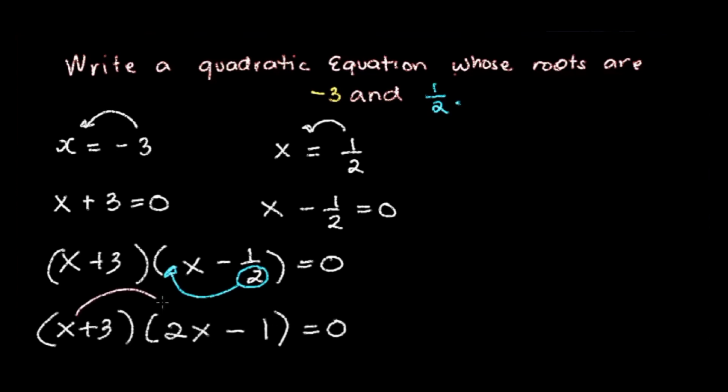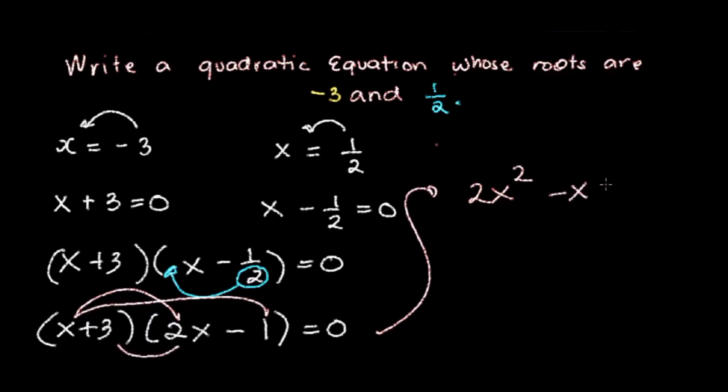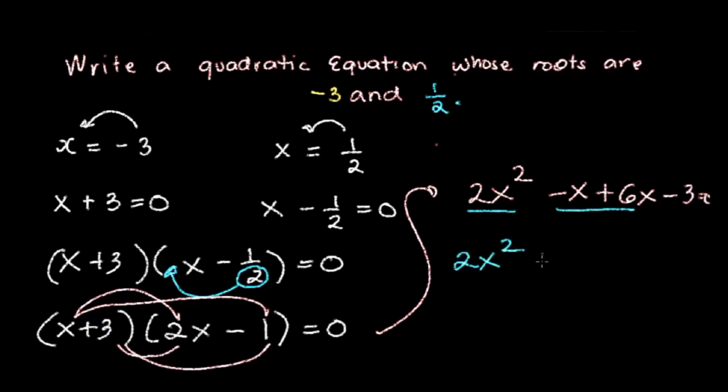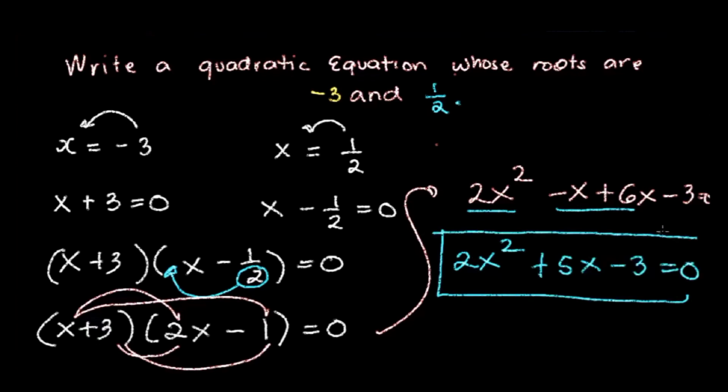And then, we will use the FOIL method. So, we have x times 2x, that is 2x squared, okay, outer, x times negative 1, we have negative x, 3 times 2x, that is 6x, 3 times negative 1, we have negative 3, equals 0, of course. So we have 2x squared, and then pagsamahin natin si negative x plus 6x, that is 5x minus 3 equals 0, and we have the original equation.